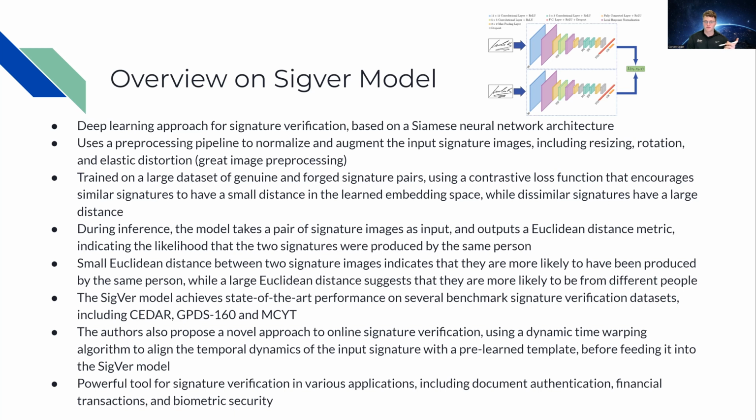The SigVer model is a powerful tool for signature verification in various applications, including document authentication, financial transactions, and biometric security. So that biometric security is like what we were talking about with the face identification. Financial transactions ensure that the right people are getting the right money or transacting with the right money. It allows just for more privacy, more security, and better transactions in the world itself.